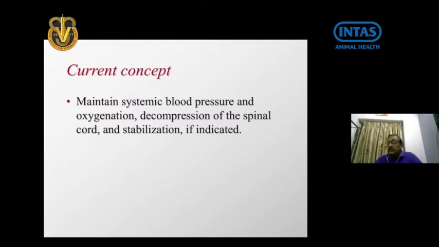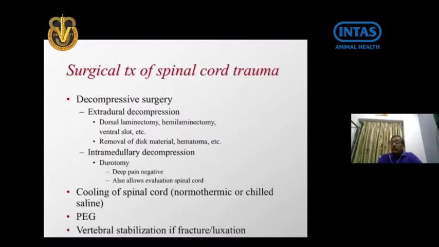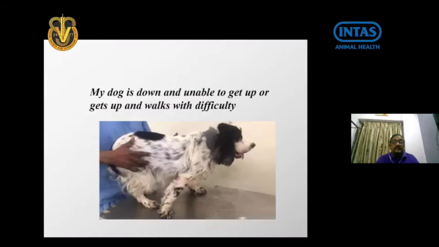Let's go to the surgical treatment. Surgically, what you do, this is our mainstay. Our primary thing is to decompress the spinal cord. Okay. So you do an extradural or an intramedullary decompression. Okay. You cool the spinal cord, put local polyethylene glycol, and you stabilize it if there's a fracture. Okay. Let's see how this goes.